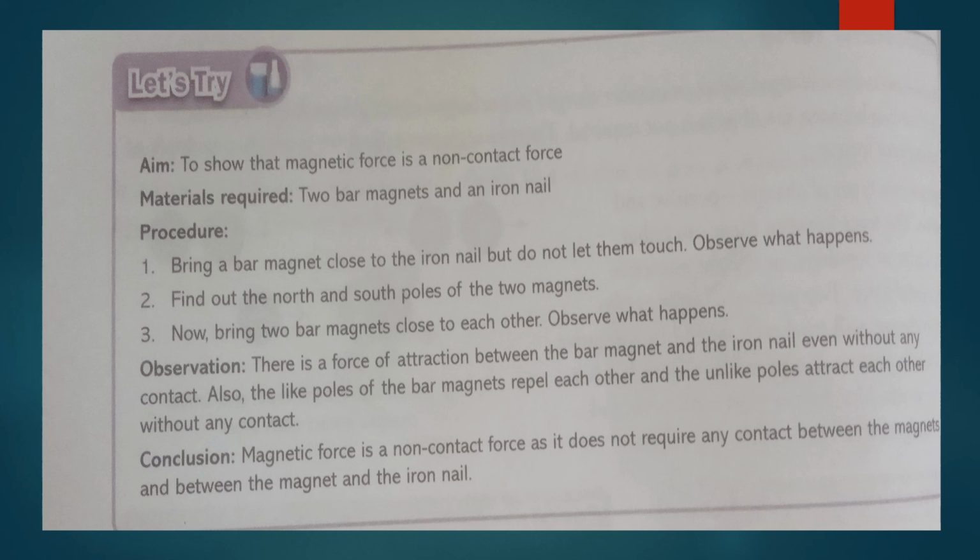Also, the like poles of the bar magnets repel each other and the unlike poles attract each other without any contact. So we can conclude that magnetic force is a non-contact force, as it does not require any contact between the magnet and the magnetic substance.